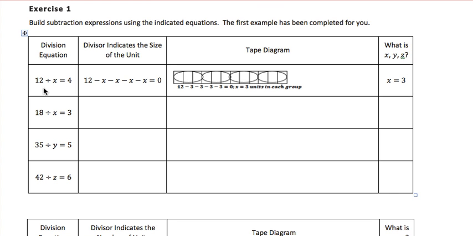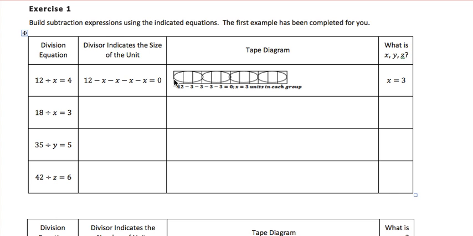So if we start with 12 divided by x equals 4, what we're really doing is subtracting x from 12 4 times, which will give us 0. So the repeated subtraction is going to give us 0 at the end, because if you take equal groups away, we want to know how many equal groups you can take before you end up with nothing left over.